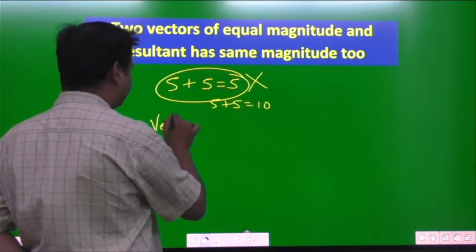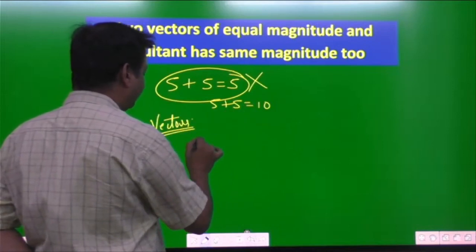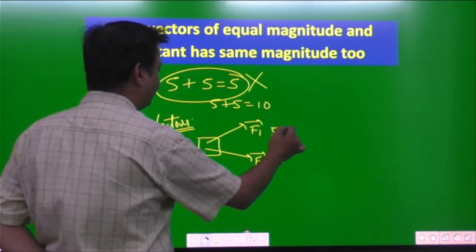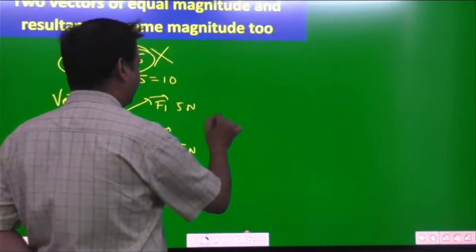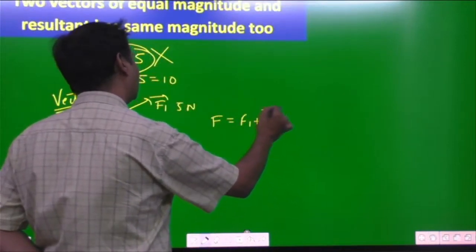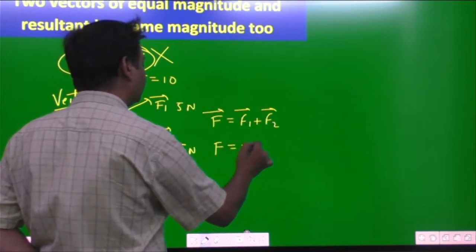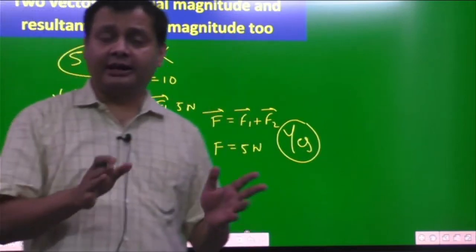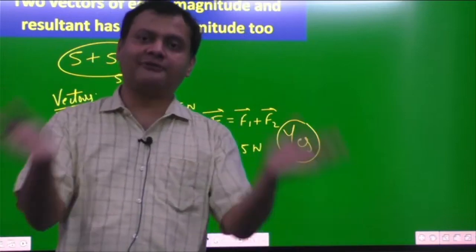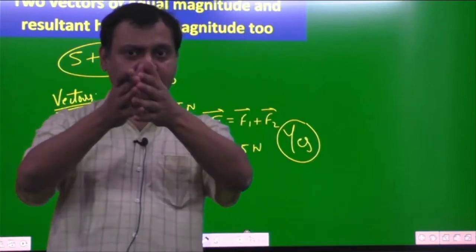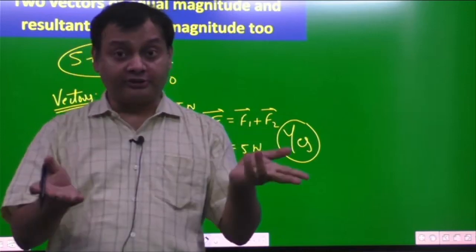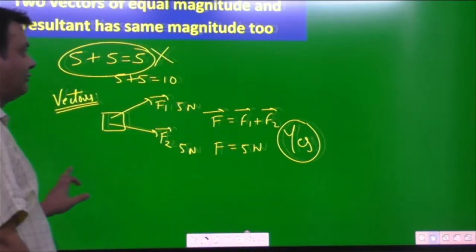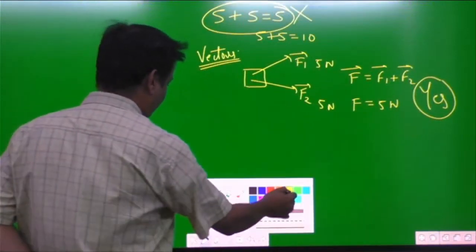But in vectors, is it possible that two forces are acting, F1 and F2, both having the same magnitude, 5 Newton, and F is the resultant of the forces, and F will also come to be 5 Newton? Is it possible? You'll say yes. In vectors, it is possible that two forces of equal magnitude, or two vectors of equal magnitude, give a resultant which will also have the same magnitude. Like two forces of 5 Newton each will give a resultant which will also have a magnitude of 5 Newton. And we will see the condition for this. So I'm telling you two approaches. Approach one is the geometric approach.